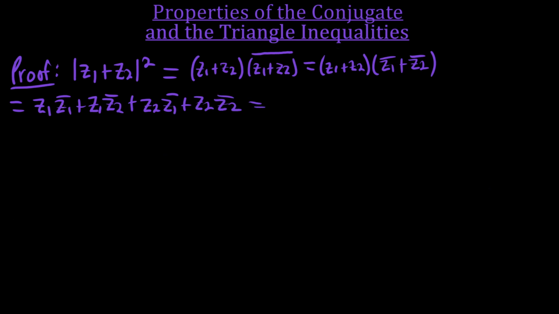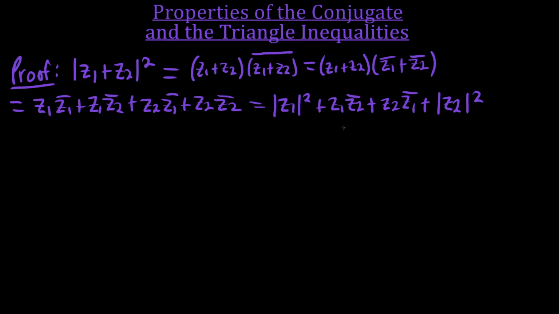Now I want you to notice that over here we have a complex number times its conjugate, and we have the same thing over here on the right hand side. So we can again use property F to say that z1 times the conjugate of z1 is equal to the modulus of z1 squared, and we can apply the same logic to z2 times the conjugate of z2. So we can rewrite this expression as the modulus of z1 squared plus z1 times the conjugate of z2 plus z2 times the conjugate of z1 plus the modulus of z2 squared.